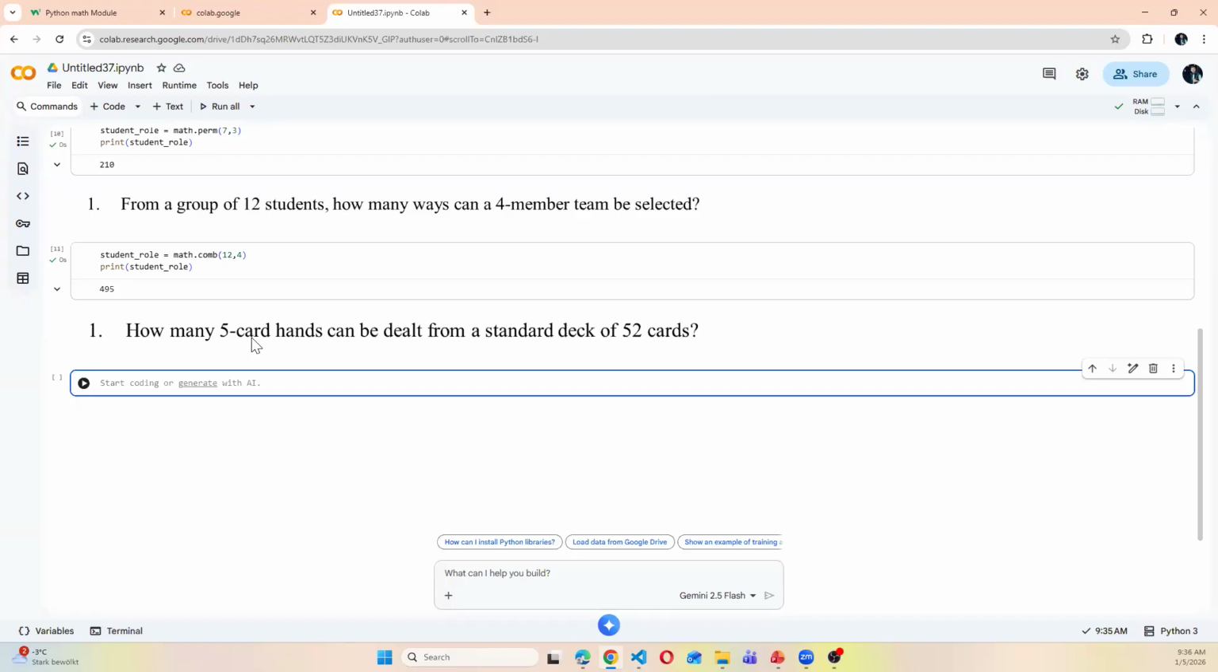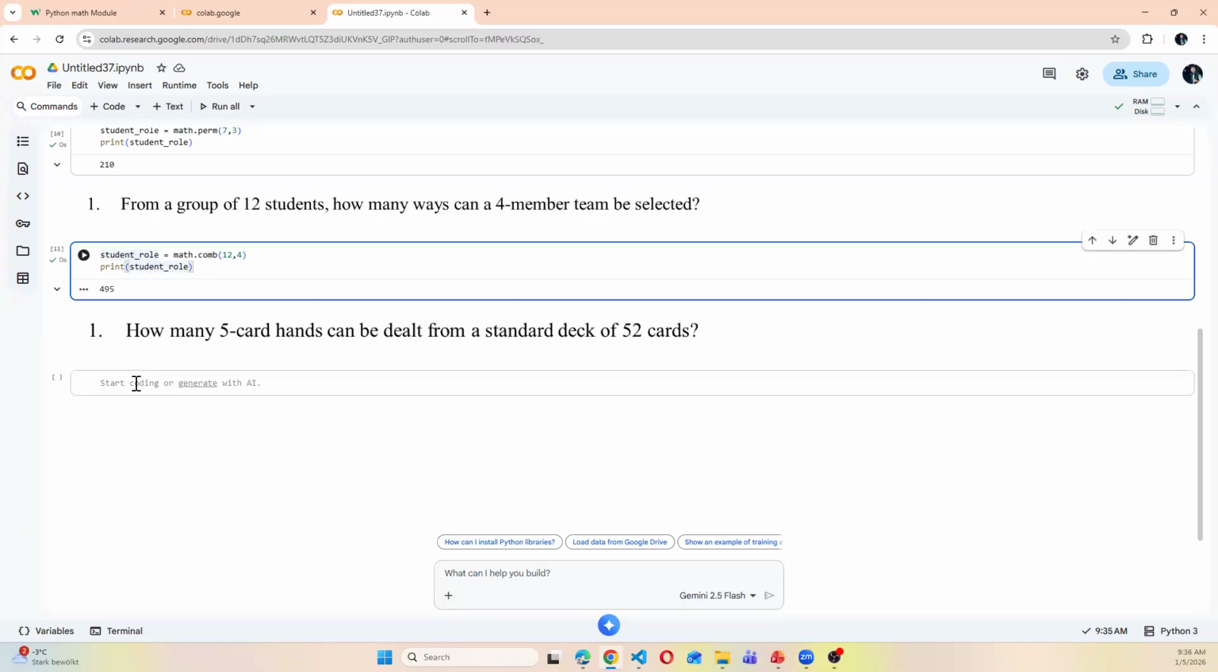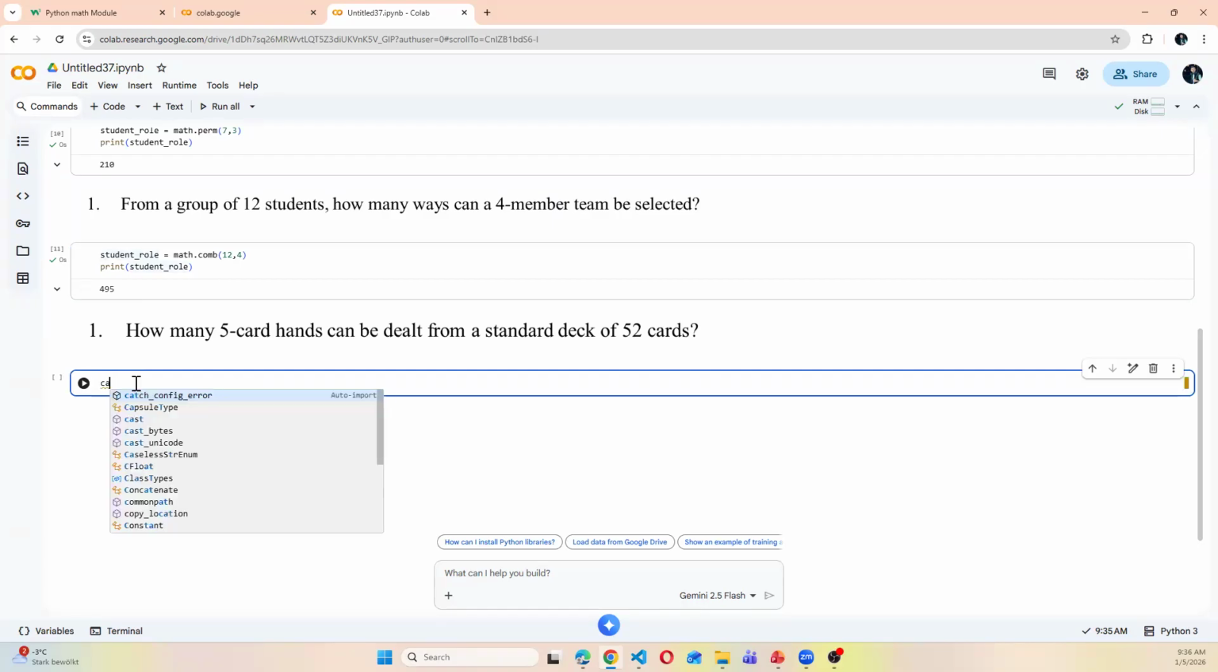No, I think no. Because here it is not said that you should count the order of the cards or something. So it's also again a combination. So I will just copy paste. Or you can say card is equal to... How do we know, teacher, combination, repetition of these things?